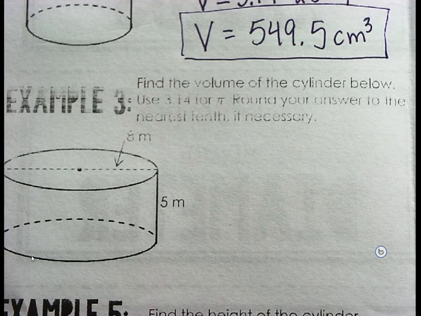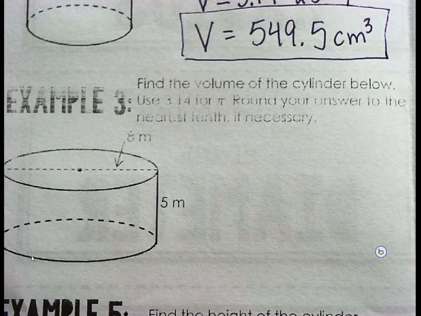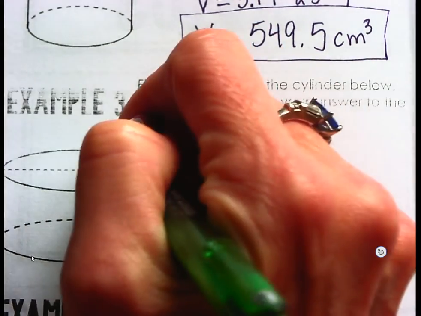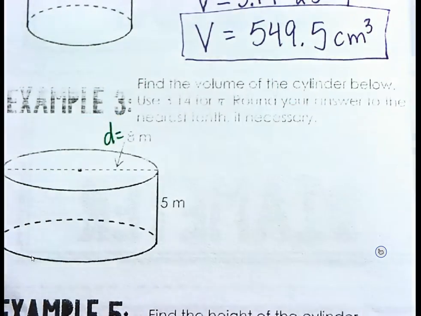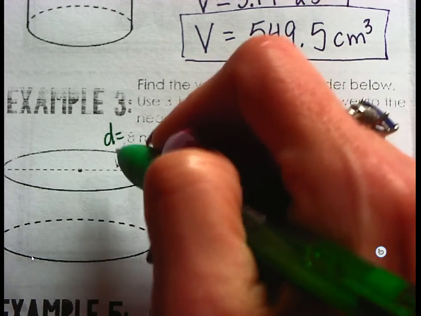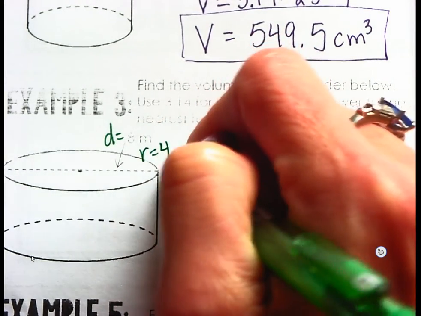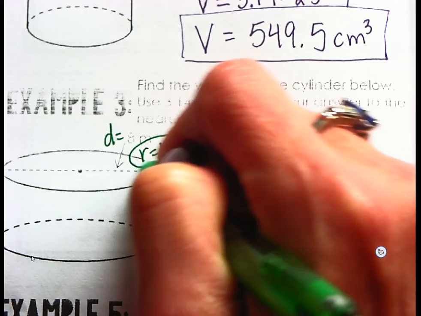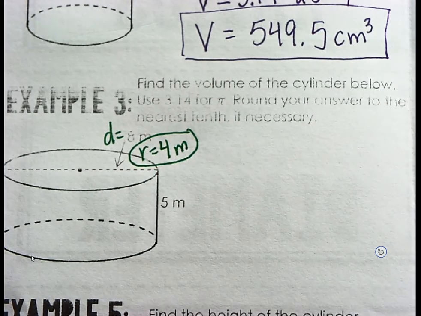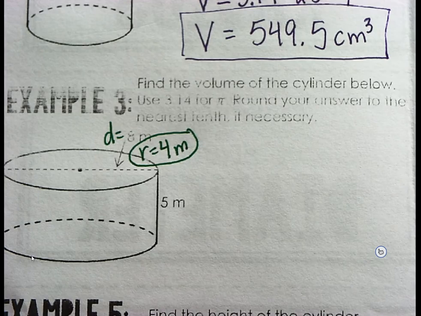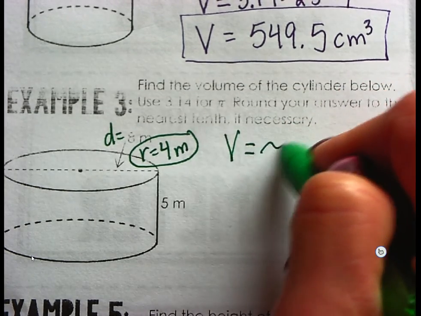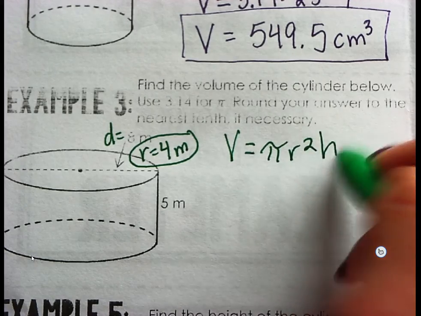And you notice that this time we're not given the radius, we're given what? Diameter. So you're going to write D right here for diameter. And you're going to go ahead and get R. So if D is 8, what's R? 4. R is 4. So I'm going to do that and I'm going to circle it so I know to use the 4 and not the 8. That's all that's different. So I'm going to write down my formula. V equals pi r squared times h.